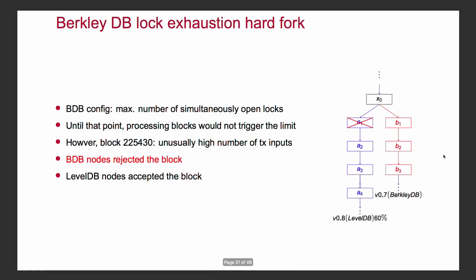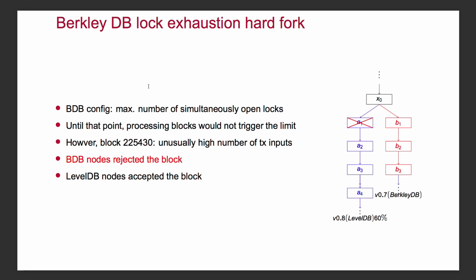So that was the situation, and the Berkeley DB configuration has a maximum number of simultaneously open locks that can be specified when it's configured, basically in the client, and this was set to 10,000. Until that point, processing blocks never triggered this limit. If I'm processing a block, I'm looking up transactions from that block in the Berkeley database, and it had not previously occurred that I hit the lock limit that the Berkeley database configuration imposed.